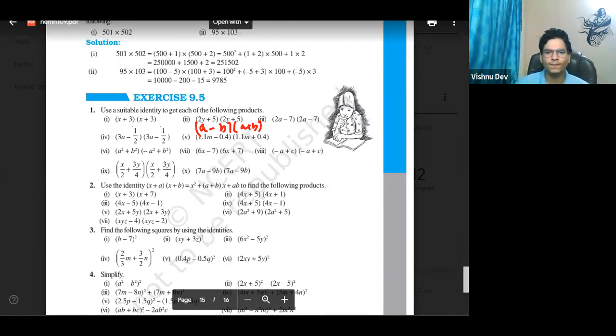Tell me, A minus B into A plus B, which formula, Sunjana? A square minus b square. Correct, right? A square minus B square. And what is A here? A is 1.1 m. So 1.1 m whole square minus B is 0.4, 0.4 whole square. So I guess all of you can solve now. So 1.1 whole square is what? Tell me. 1.21 m square. Yes, sir. Minus this is 0.16. Okay?